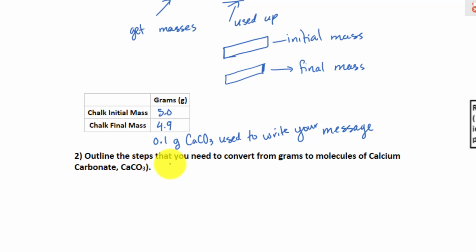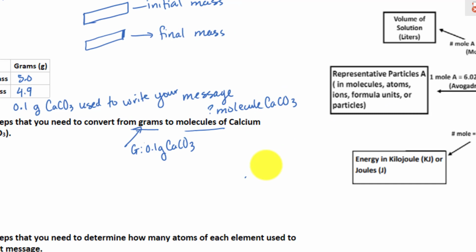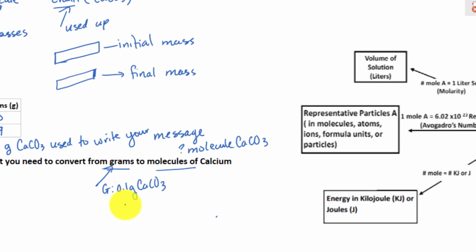In this case, outline the steps that you would need to convert from grams to molecules of calcium carbonate. Basically all it's saying is that if you know how many grams of calcium carbonate you used to write your message, can you convert to molecules? This is just a basic stoichiometry problem where you are given 0.1 grams of calcium carbonate, and we are looking for question mark molecules of calcium carbonate. If we look back at the stoichiometry flowchart, where do we always start from? You start from what you're given, and you end at the molecules of A.